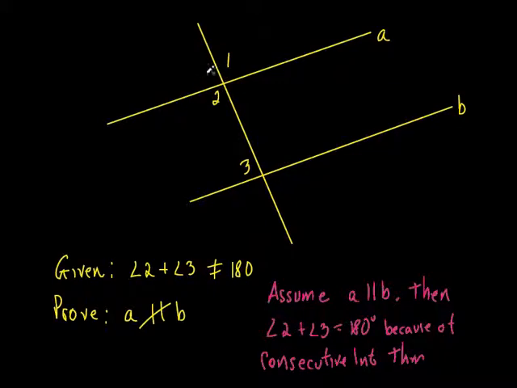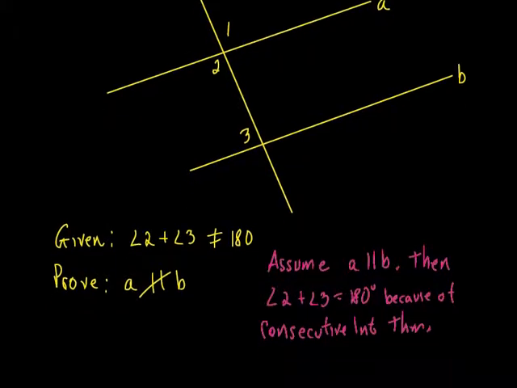So look. This angle right here is not even an interior angle. So you couldn't say that this one and this one are consecutive interior. They have to be interior, correct? So you have to be in between A and B. So 2 and 3 are the only ones that are interior. So anyway, because of the consecutive interior angle theorem, which says what? If they are supplementary, then the lines are parallel, okay? Or the other way around. If the lines are parallel, then the consecutive interior angles are supplementary.